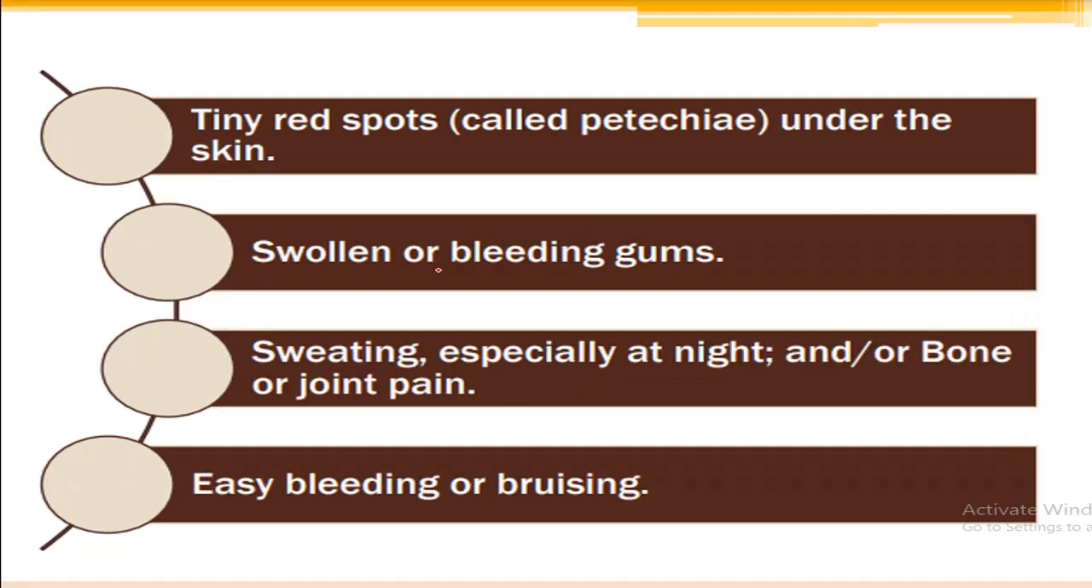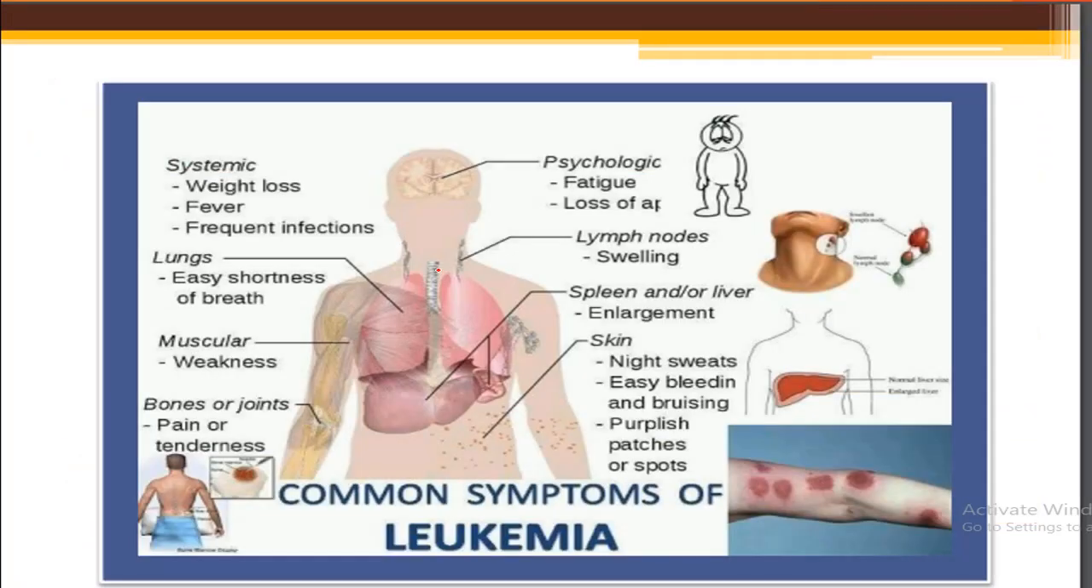Okay, there will also be tiny red spots called petechiae under the skin because of thrombocytopenia. Mababa ang platelet. Swollen or bleeding gums also because of thrombocytopenia. Sweating, especially at night, and bone or joint pain. Bleeding or bruising. Okay, so these are the common symptoms of leukemia.